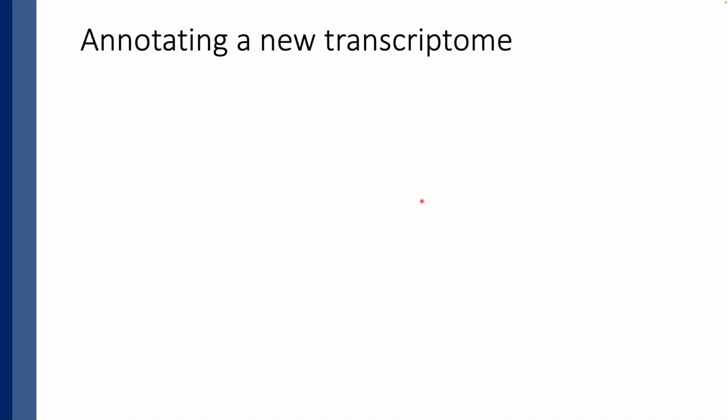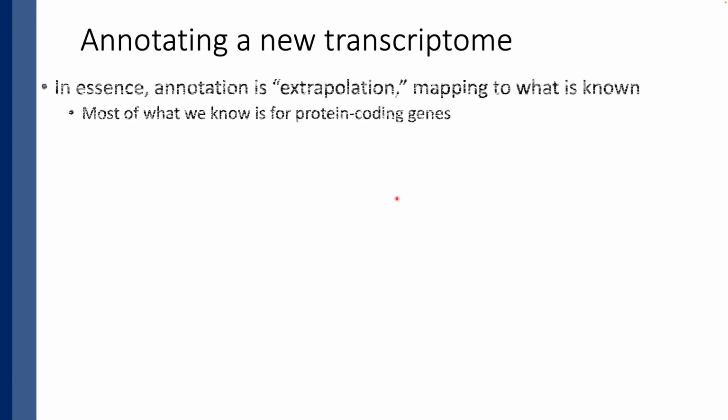Have a new transcriptome and you want to annotate it. By itself, it's just a set of nucleic acid sequences. Our primary goal in annotation is extrapolation. We're trying to map what we find in the new transcriptome to what we already know. And as it says here, most of what we know is protein coding. That's the information that we're best at.